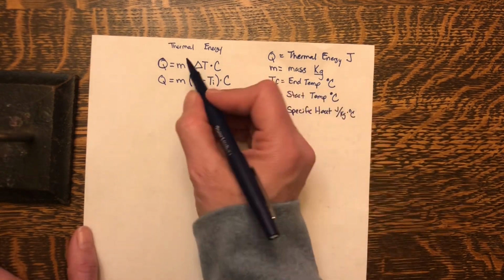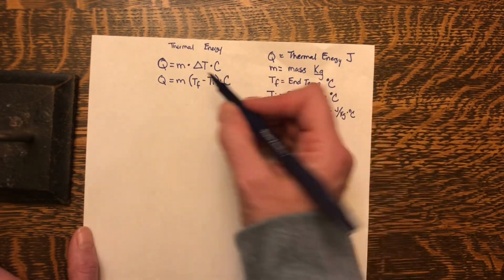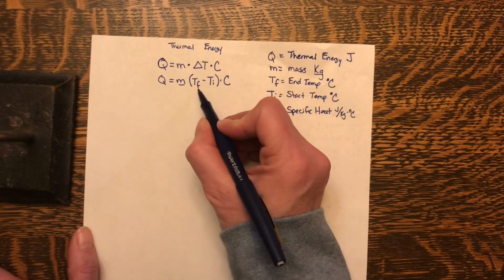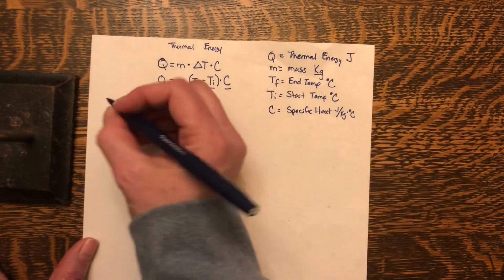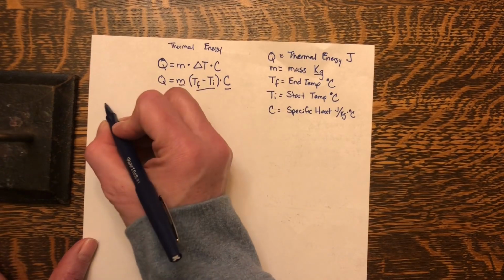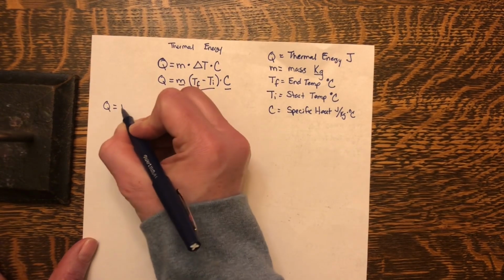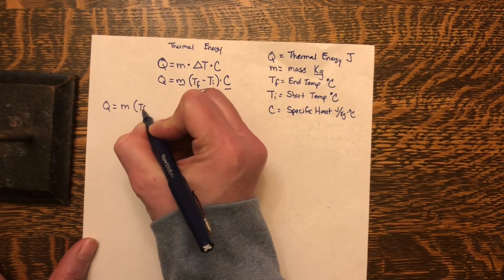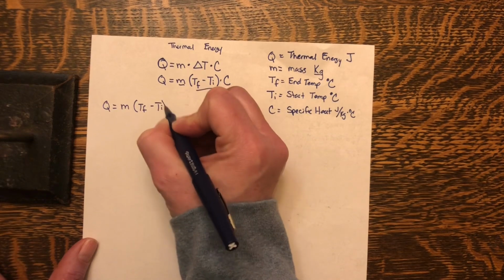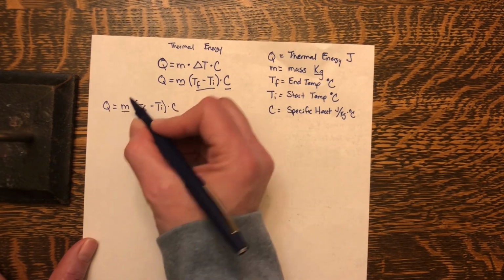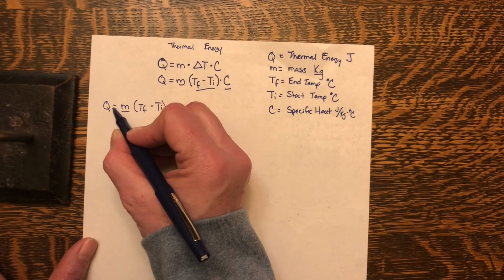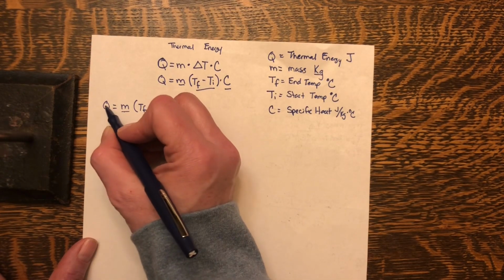Okay, so this is our original equation. I'm going to run through how to change it if you want to find mass, a temperature, or specific heat. So first we're going to start with finding the mass. Our thermal energy equals our mass times our temperature final minus our temperature initial times our specific heat. If we want to know what the mass is, we need to get it all by itself on the equal sign, kind of like that thermal energy is.